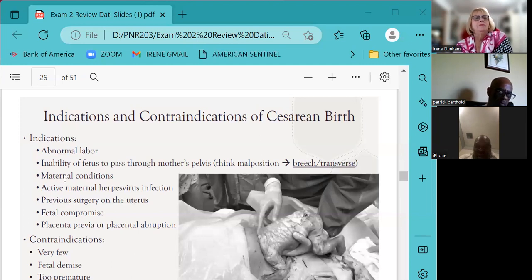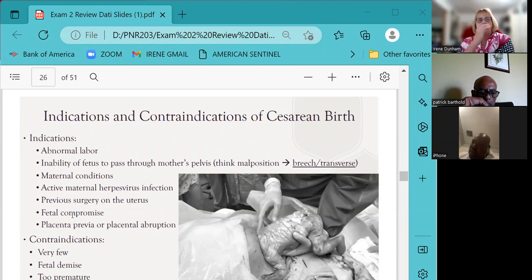And then you have some maternal conditions. She may be preeclamptic, and we have to get her delivered. She has herpes. Yeah, we don't want her to deliver vaginally, because we don't want the baby to be exposed to the herpesvirus. Previous surgery on the uterus. Yeah, if you have a scar on that uterus, especially if you have a bikini cut, we can't give you Pitocin, so you have to go into spontaneous labor, and if you don't go into spontaneous labor, you're going to get a cesarean.